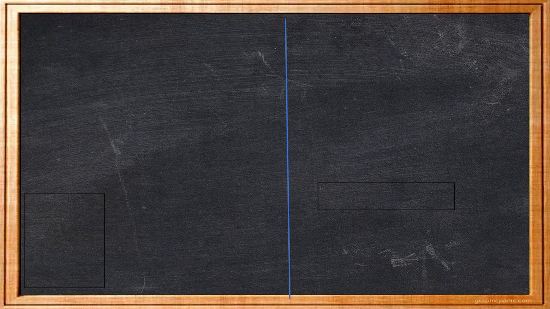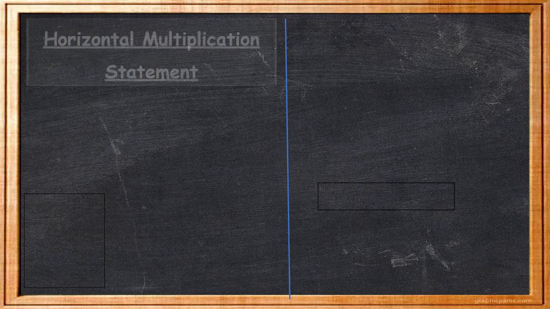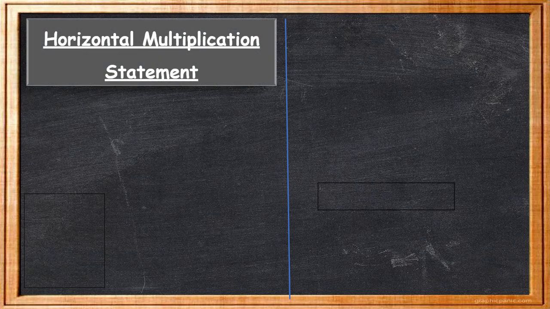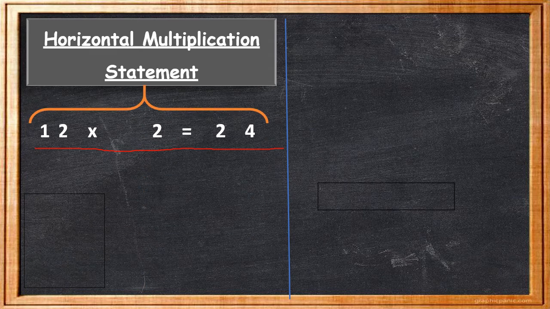Now children, in multiplication also, we write the multiplication statement in two ways. That is horizontal multiplication statement and vertical multiplication statement. Horizontal multiplication statement means when we write the multiplication statement in a straight sleeping line, like 12 into 2 is equal to 24. So this is a horizontal multiplication statement.